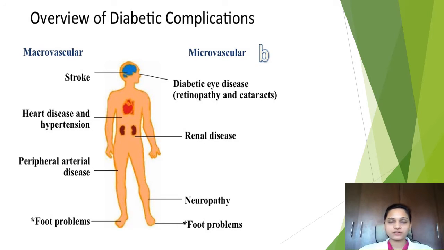Diabetes complications consist of microvascular complications and macrovascular complications. Now, in microvascular complications, small blood vessels are affected, like retinopathy, neuropathy, and nephropathy. Whereas in macrovascular complications, large blood vessels are affected, and the most common are heart attack and brain stroke.